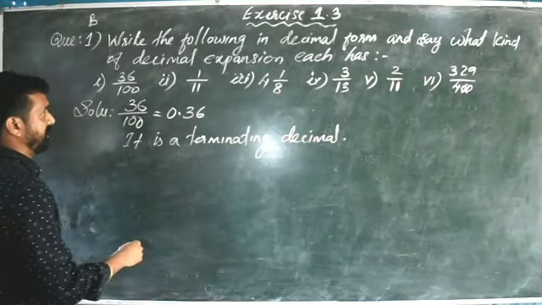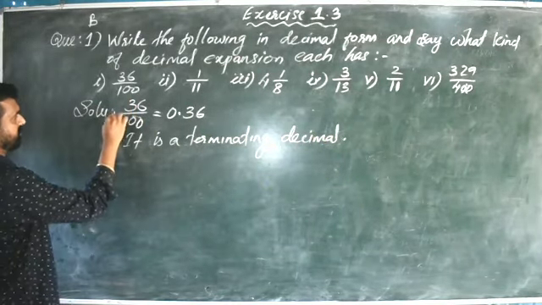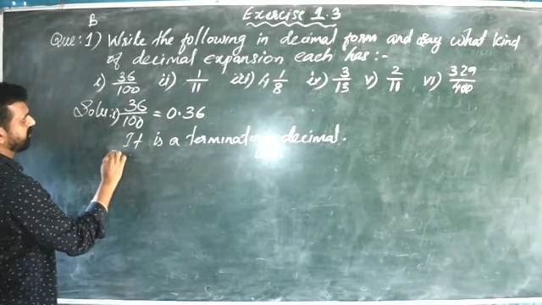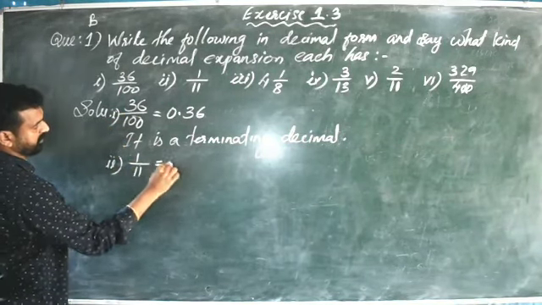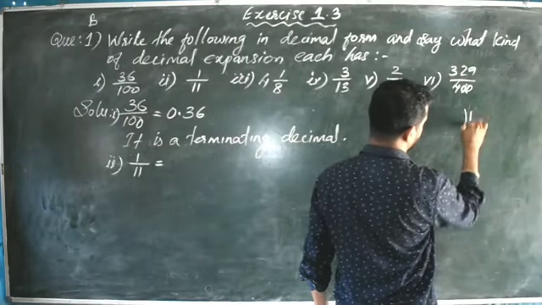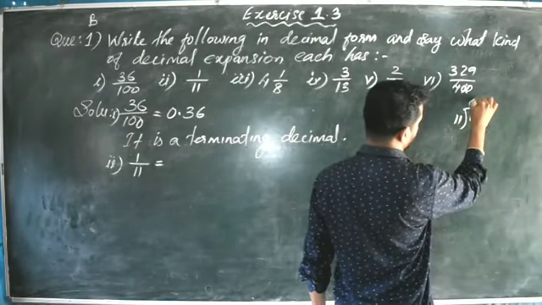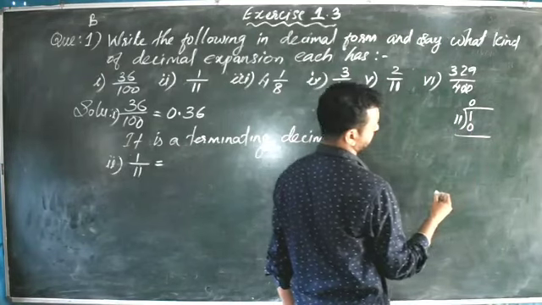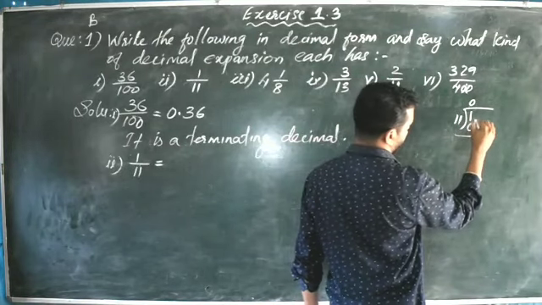And now the second question, 1 by 11. Divide it and see. 1 divided by 11 is not possible, so we have to put 0. 0 into 11, 0. 1 minus 0, 1.